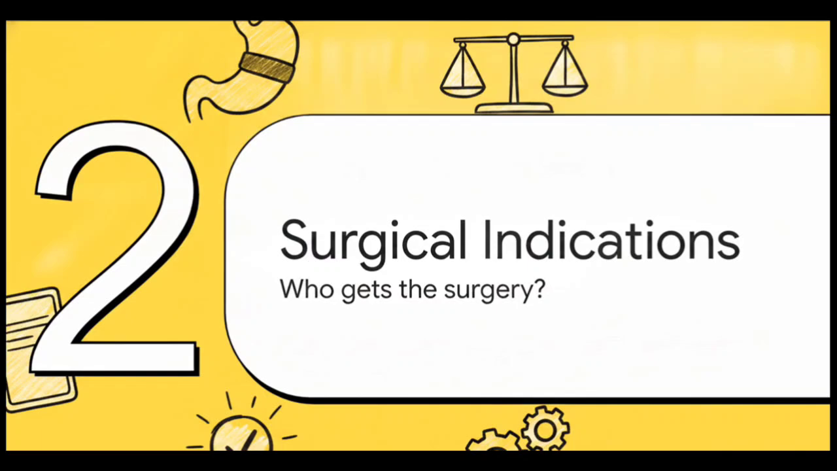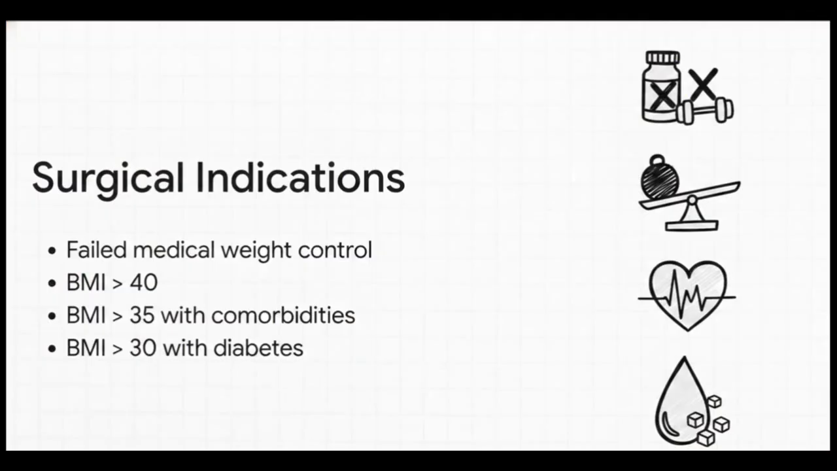Section 2. Indications for surgery. Memorize these exact cutoffs. To even be a candidate, a patient must have first failed intensive medical management and lifestyle changes. Then they need a BMI strictly greater than 40 or greater than 35 if they have weight-related comorbidities.